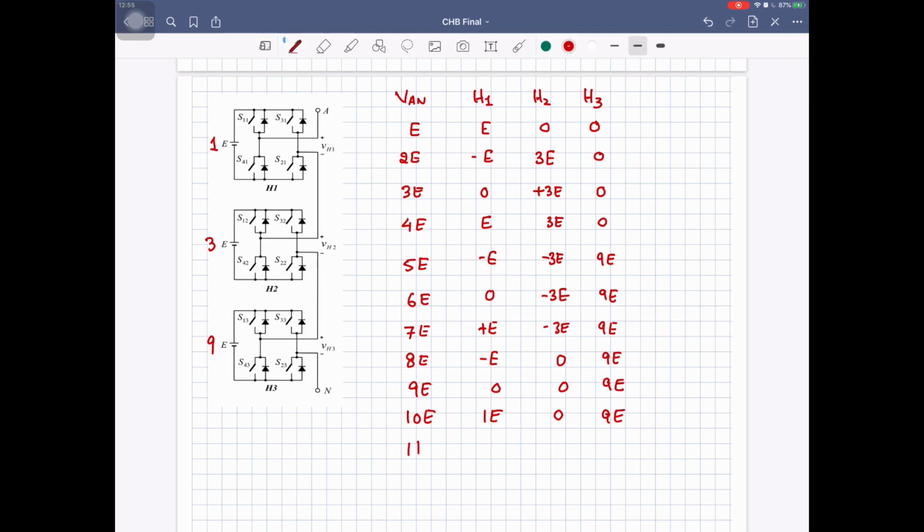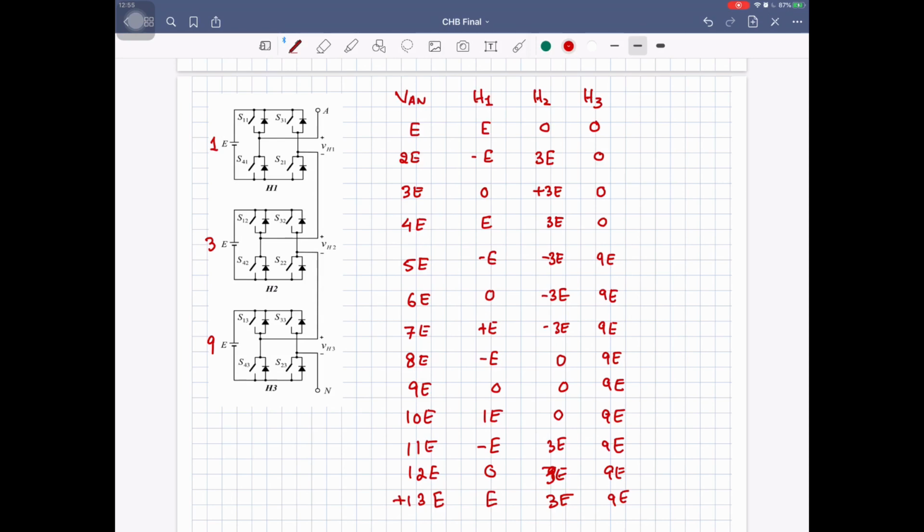The 11E will be obtained by 9E from here and plus 3E will make it 12 and minus E will make it 11. Then to get 12E, you can get 9E and 3E and this will be 0. And the last is 13E that you can get by having this is 3. So 3E and 9E, so you can get plus 13E at the output.